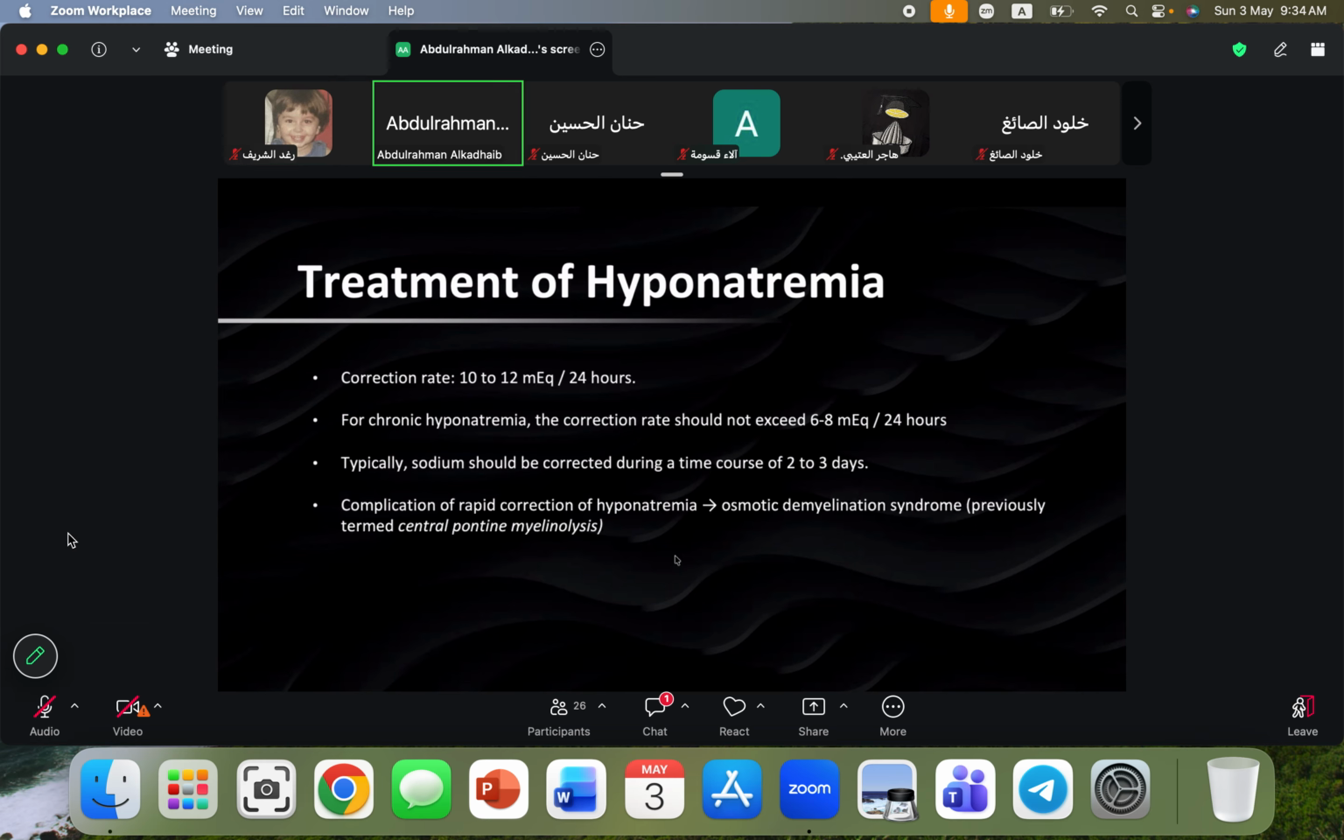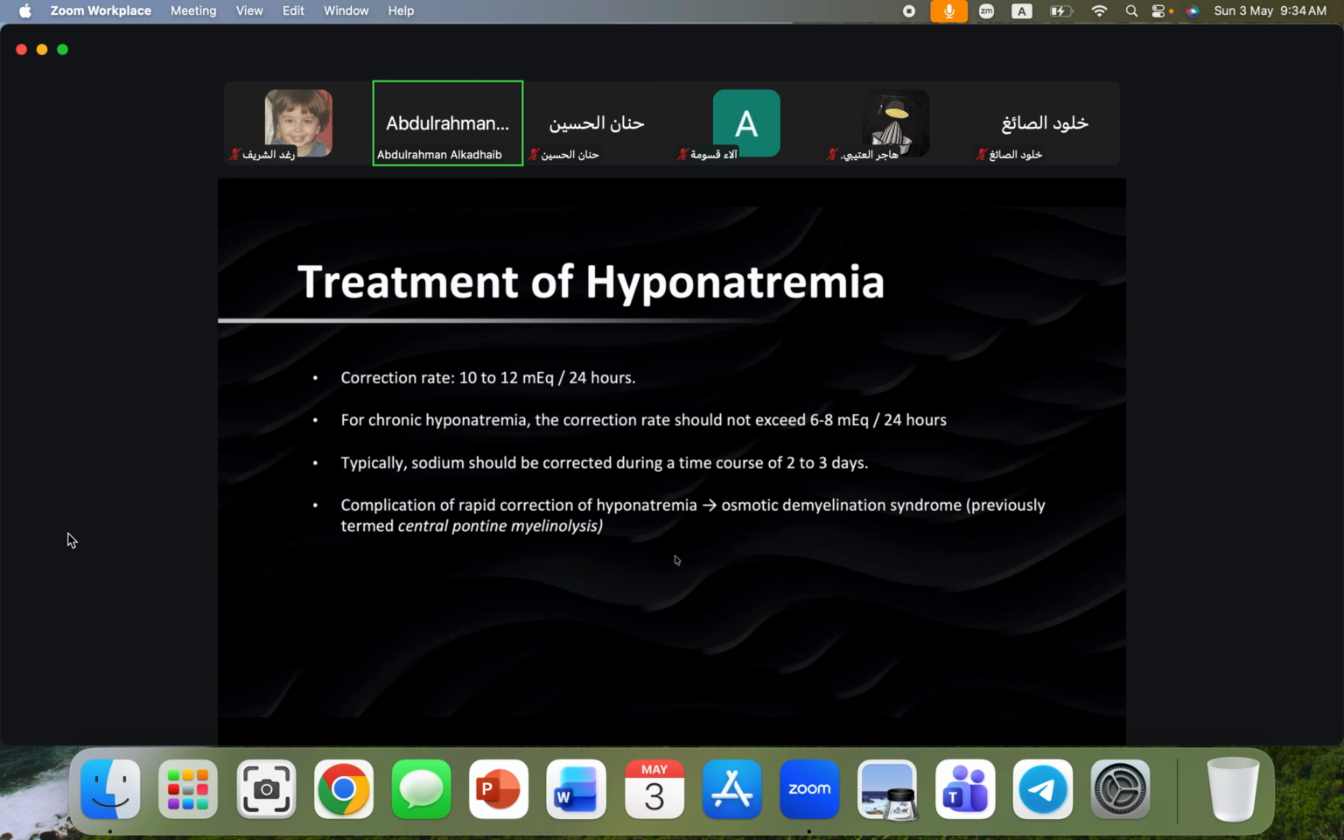The previous name for this condition is central pontine myelinolysis, and the new name is the osmotic demyelination syndrome. For the one who said arrest, yes, cardiac arrest may be the final result of this syndrome if it is not treated rapidly. So we should avoid the rapid correction of sodium in hyponatremia because it may lead to this syndrome, called osmotic demyelination syndrome.